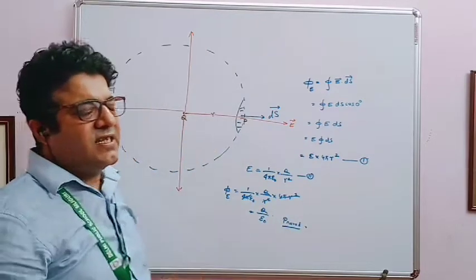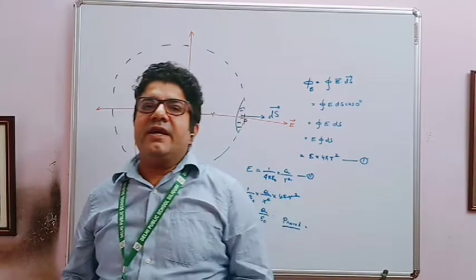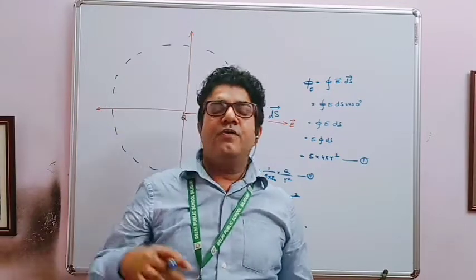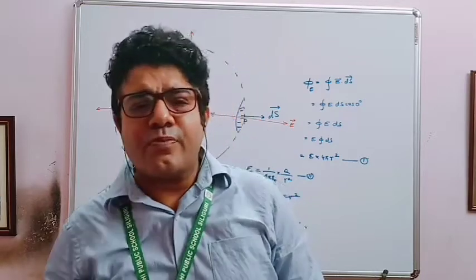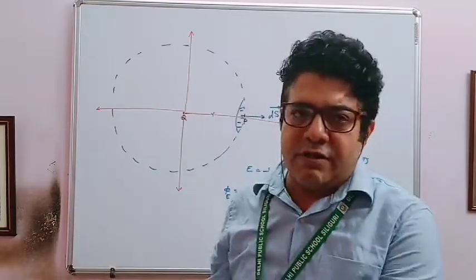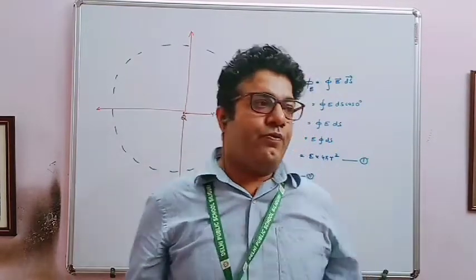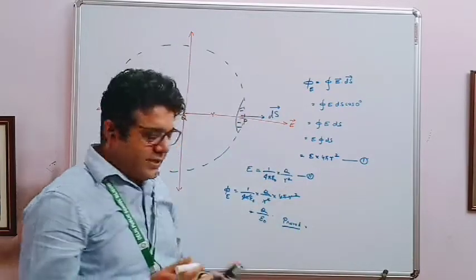So these are simply reversing. If we prove Coulomb's law, we use Gauss's theorem or Gauss's law. If we prove Gauss's law, we use Coulomb's law. Hope you understand this one. It's a very simple thing.